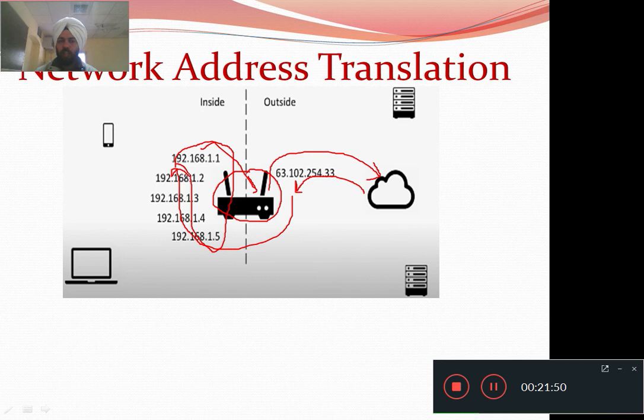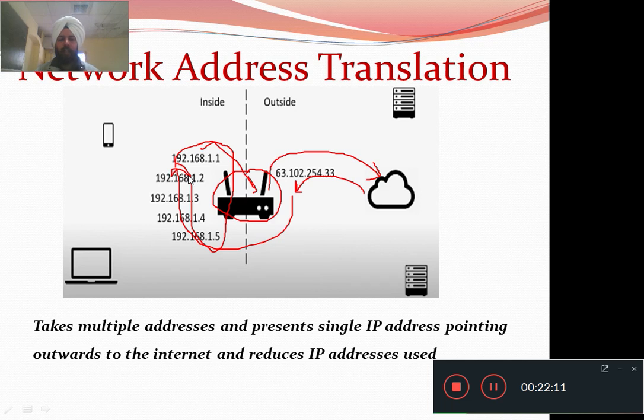By using the network address translator, we can save IP addresses from multiple to one. That means we can use one IP address in our campus while using a number of IP addresses. It takes multiple addresses and presents a single IP address pointing outward to the internet, so we can reduce the IP addresses used over the internet.